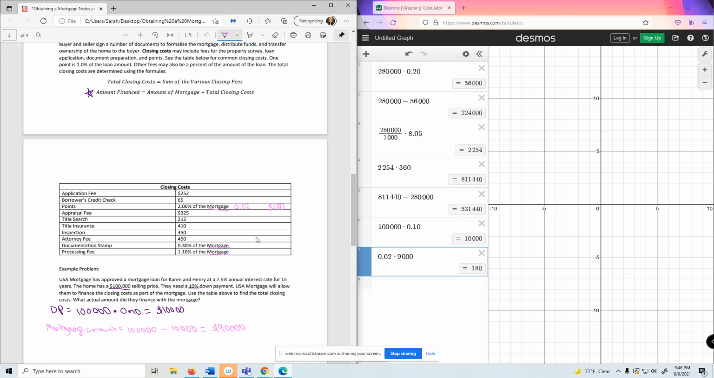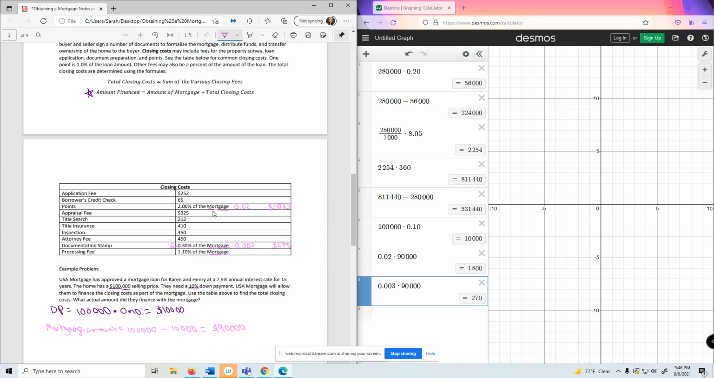Now let's do the same thing for the other ones that are percentages. 0.30% of the mortgage, when I move that 2 decimal places to the left, becomes this, which is 0.003. If I find that percentage of 9,000, amount of the mortgage, this should be 90,000, not 9,000. I missed a zero there. So this should be 1,800, not 180. Same idea here. It's not 9,000, it's 90,000. This becomes 270 for the documentation stamp.